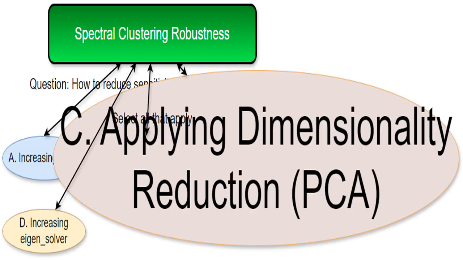Principal component analysis, PCA, is a dimensionality reduction technique. It simplifies the data by focusing on the most important features and reducing noise. By removing irrelevant information, PCA makes the clustering task easier and clearer. Spectral clustering then becomes less sensitive to the initial number of clusters because the simplified data provides a clearer structure that's less influenced by minor variations.